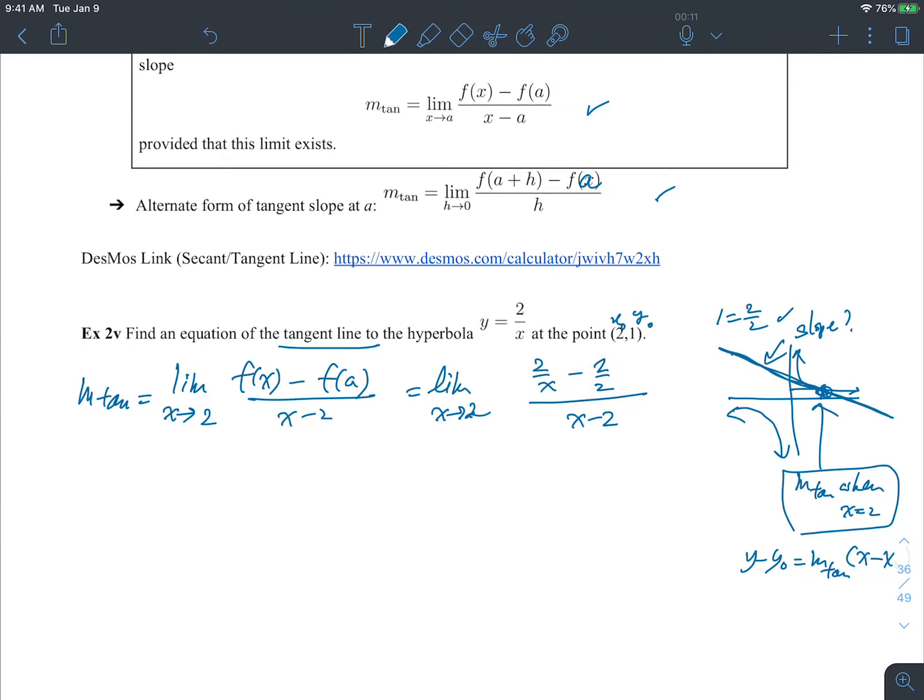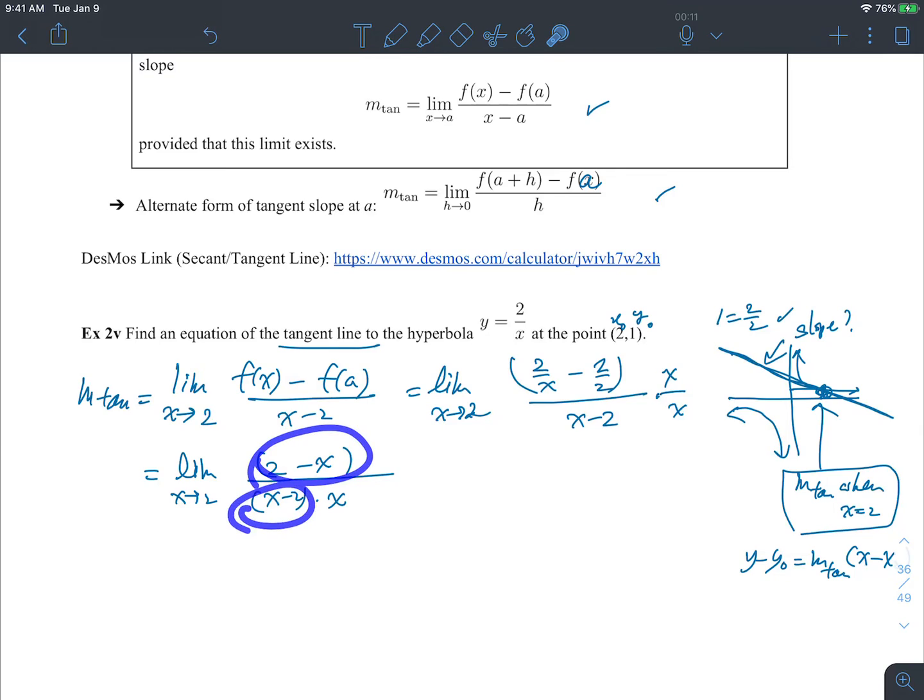To get rid of the denominator in the numerator, we just multiply by x over x like this, right? When you distribute the x throughout over here, that is going to become 2 minus x, and this becomes x minus 2 times x. Now, you could see that these two is essentially a minus b over b minus a, guys. It's just negative 1. So it cross cancels to negative 1.